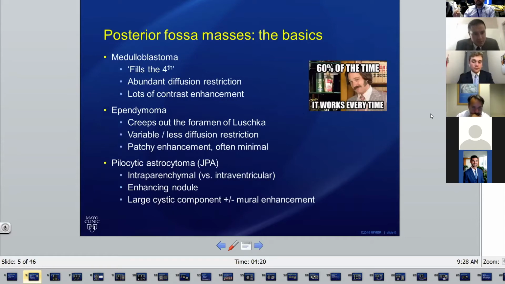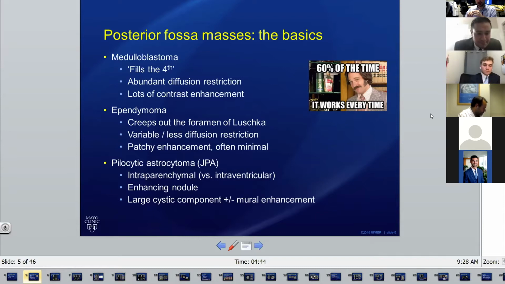The things that you need to know most commonly about pediatric brain tumors are the stuff that happens in the posterior fossa. This is really where most pediatric brain tumor surgeons spend most of their time. And the most common pathology is going to be medulloblastoma, ependymoma, and pilocytic astrocytoma. And just with a little bit of knowledge, you can really pick apart which one they are the vast majority of the time.